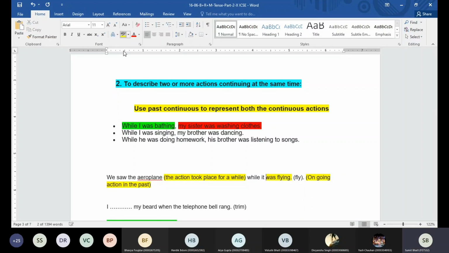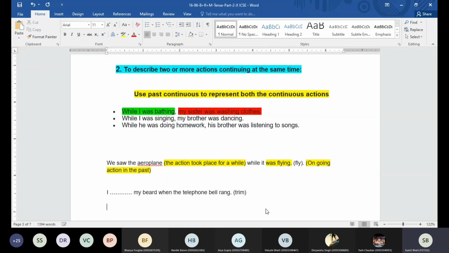Next question: I dash my beard when the telephone bell rang. Was trimming. Okay, if you have a sentence like this: the old lady dash the Gita when the guests arrived. We have to use read here.